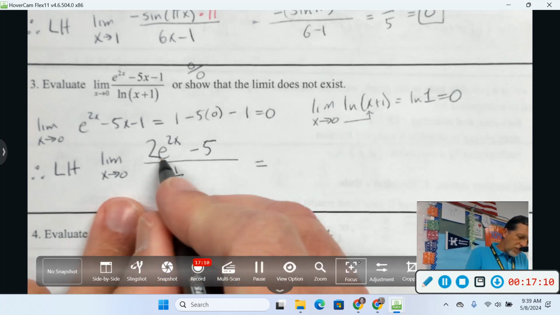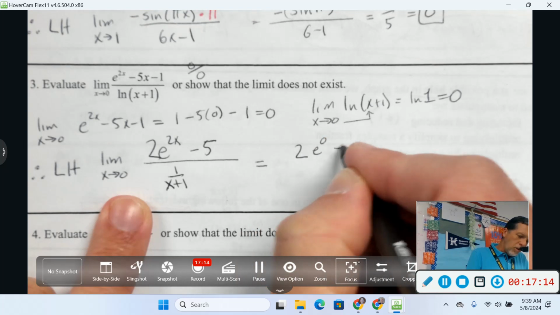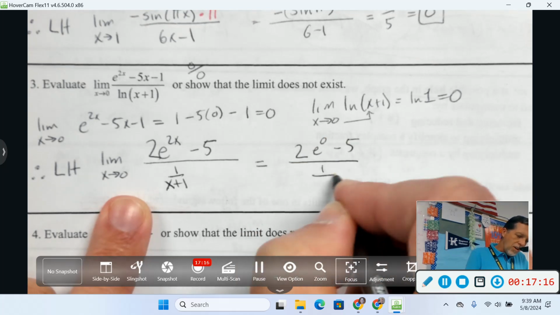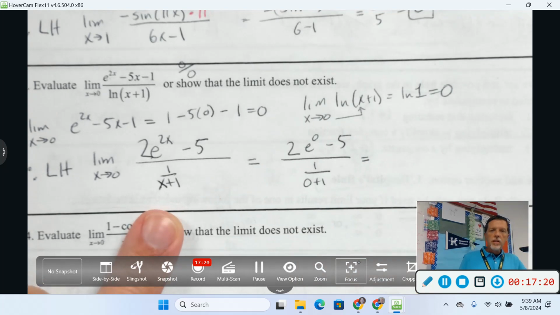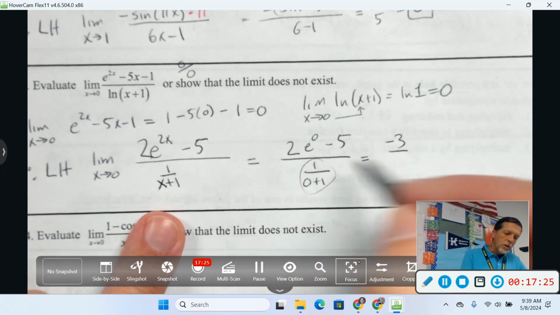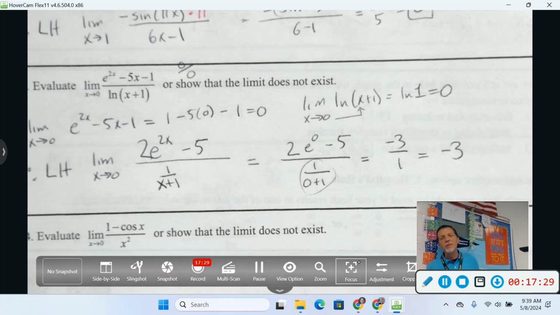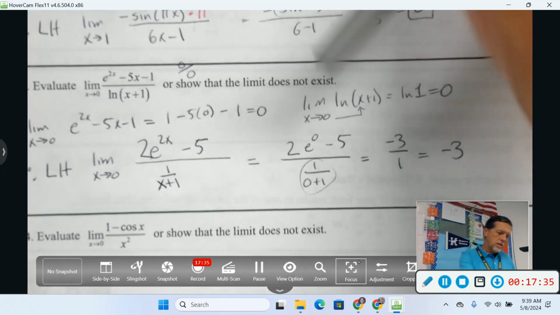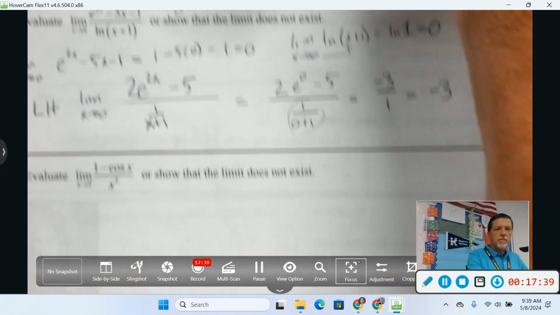All right, let's plug in 0. So 2 e to the 0 minus 5, over 1 over 0 plus 1. So 2 minus 5 is negative 3. 1 over 1 is 1. And so, yes, we had a fraction and a fraction, but it worked out to be relatively easy. Yep.